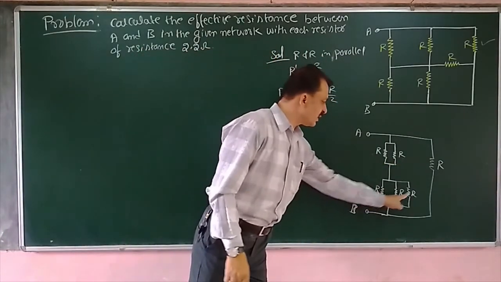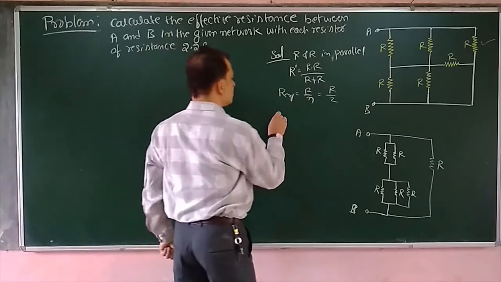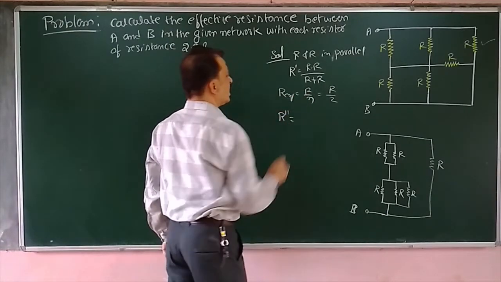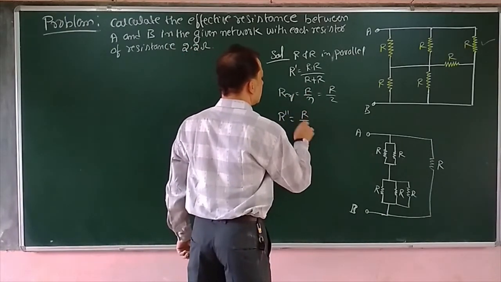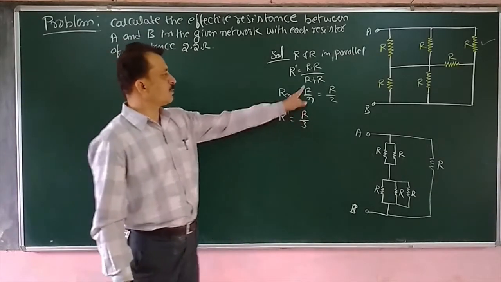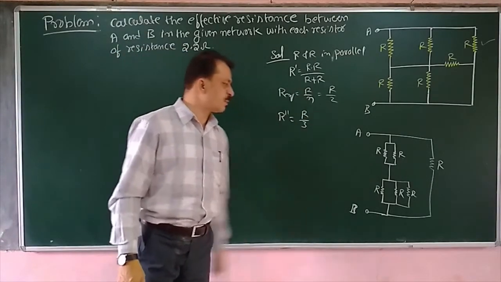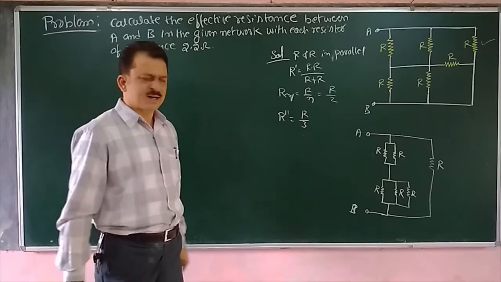Now here we are having three resistors. If you use the same relation, R double dash is equal to R by 3. R by n, where n is 3, since 3 resistors are in parallel, it becomes R by 3.